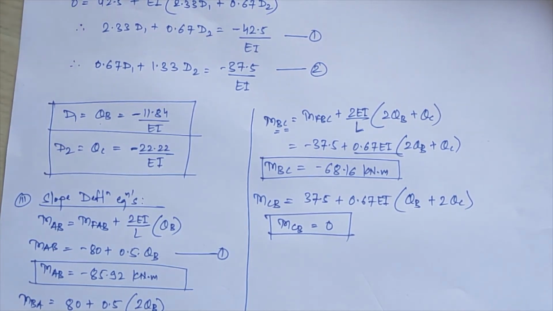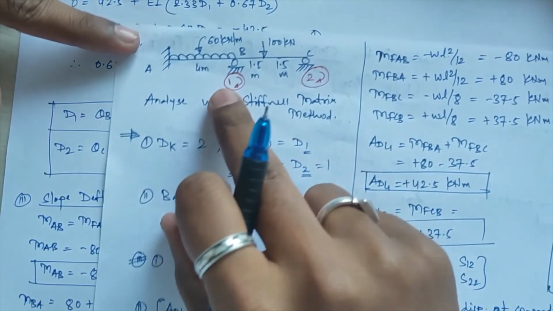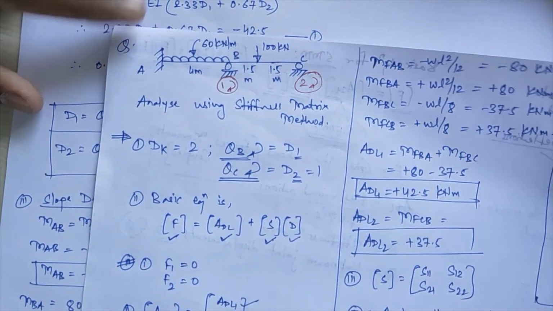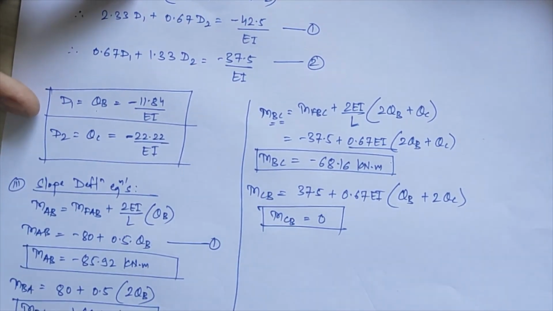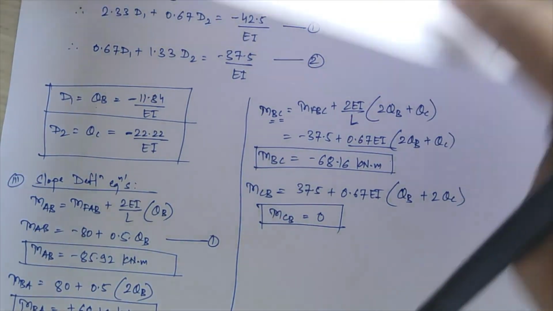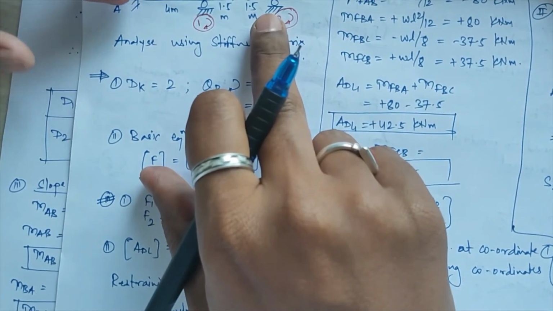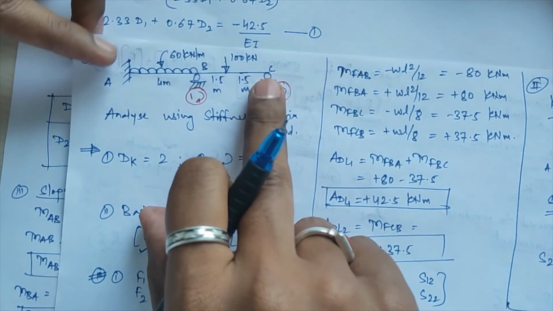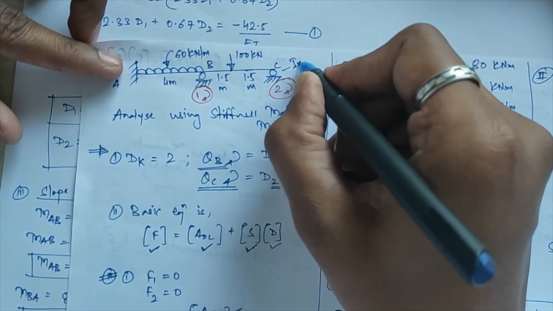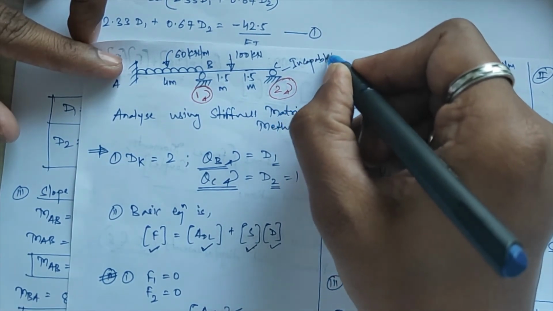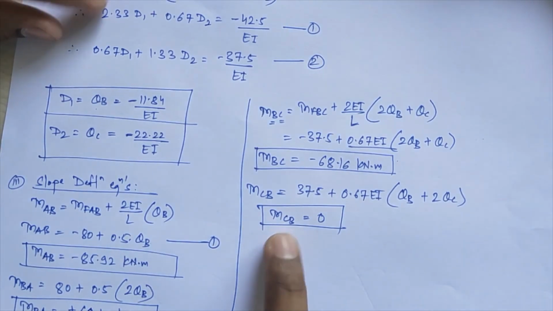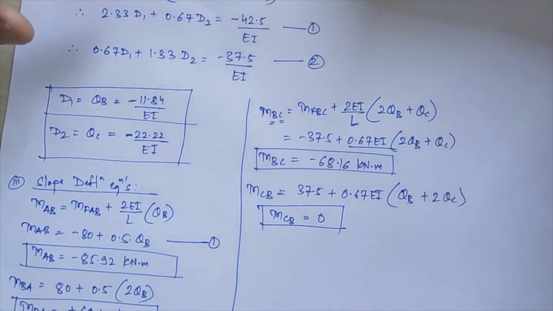Now we'll check our conditions of equilibrium. If you apply the condition of equilibrium at joint B, that will be what? MBA plus MBC shall come equal to 0. Check whether it is satisfied. MBA plus MBC, 68.16 and minus 68.16, that will become 0. Okay, first condition is satisfied. The second condition will be at point C, that is MCB shall come equal to 0, because why? This will be treated as a simple support. So for a simple support, the moment at this point shall come equal to 0. So check it. Okay, we are getting 0 again, right?